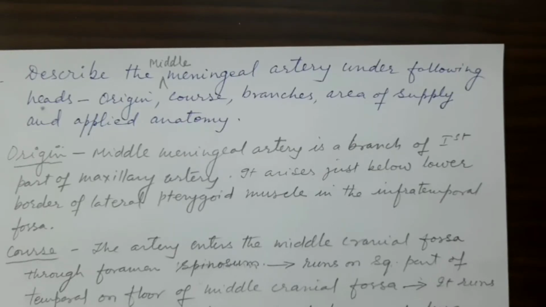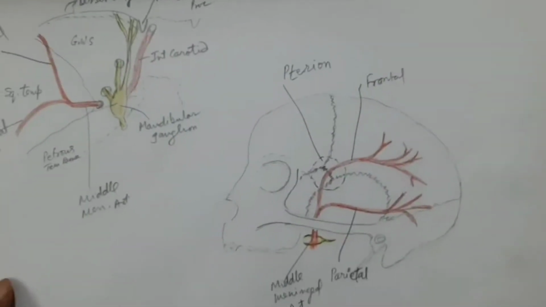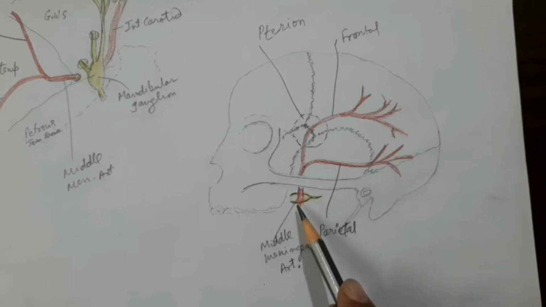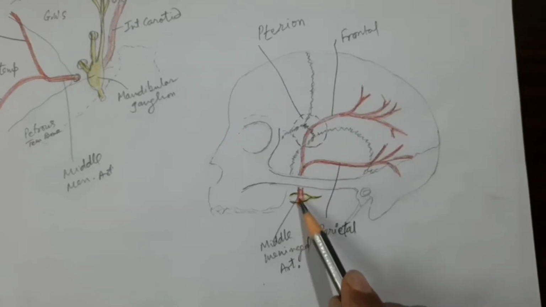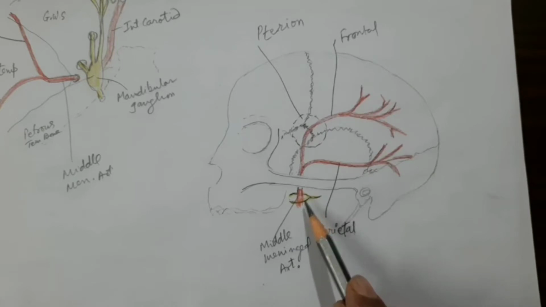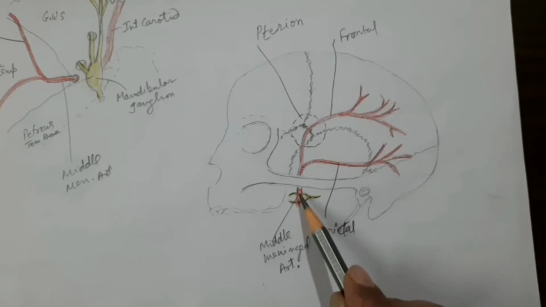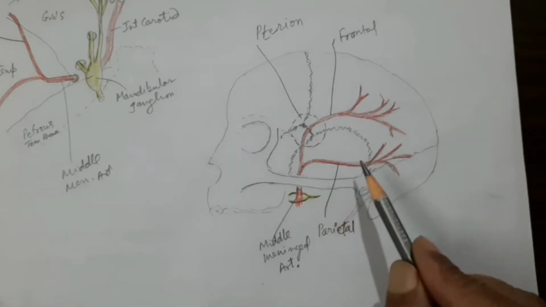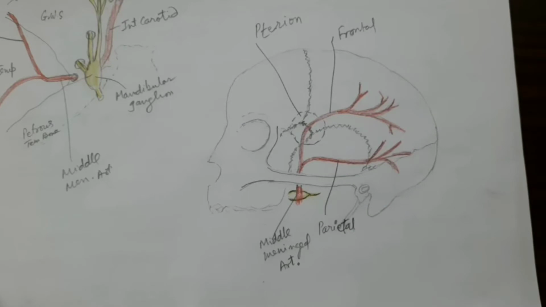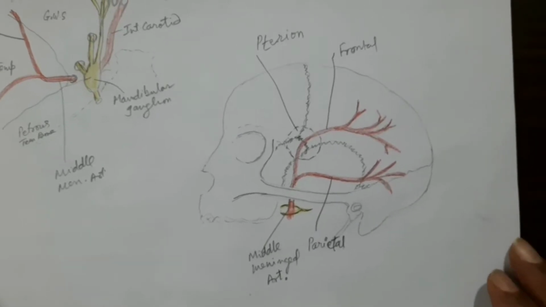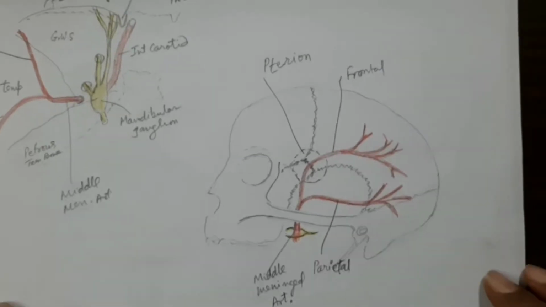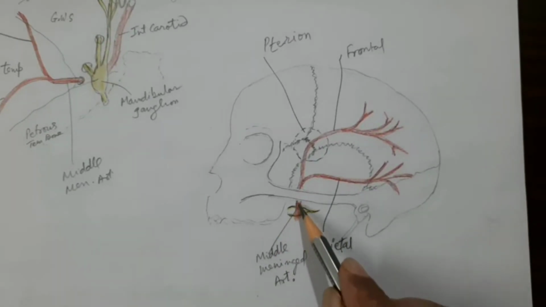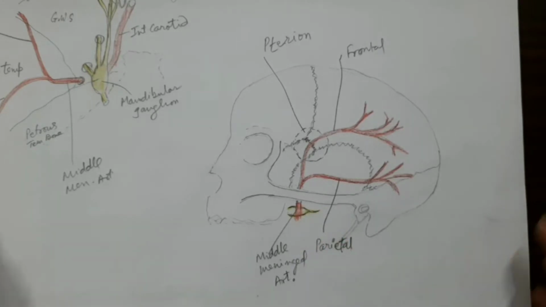At its origin, it is surrounded by the roots of the auriculotemporal nerve. See here, from the mandibular posterior division, the roots of the auriculotemporal nerve arise and encircle the trunk of the middle meningeal artery. Then this auriculotemporal nerve goes towards the temple and the auricle, supplying sensory branches to the temple. So this is the middle meningeal artery in the infratemporal fossa.